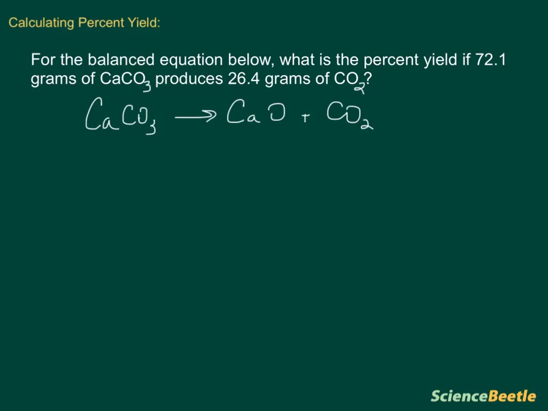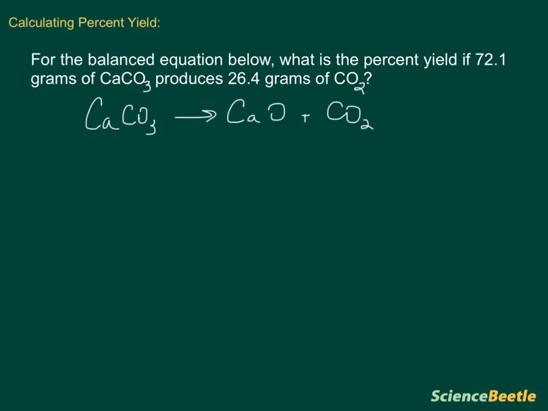Hi students, I want to go ahead and focus on calculating percent yield for this lesson. I've already got a problem set out for us here. If you read that, it says that we have a balanced equation. So for the balanced equation below, what is the percent yield if 72.1 grams of CaCO3 produces 26.4 grams of CO2? Recall that our percent yield equation is going to be the following.